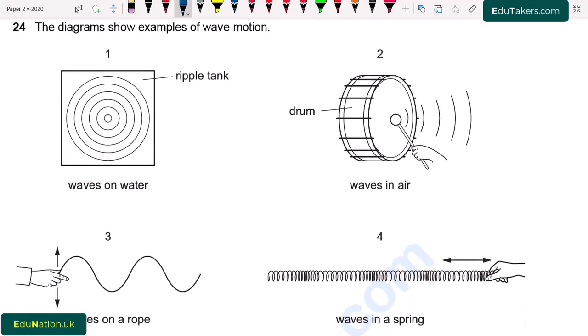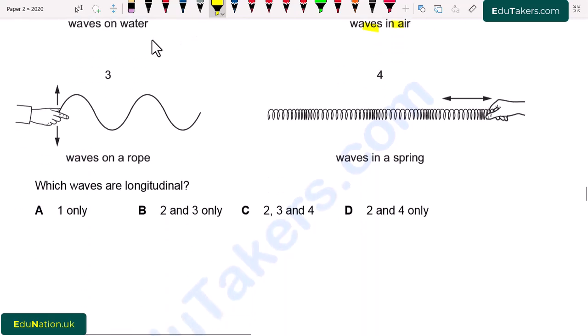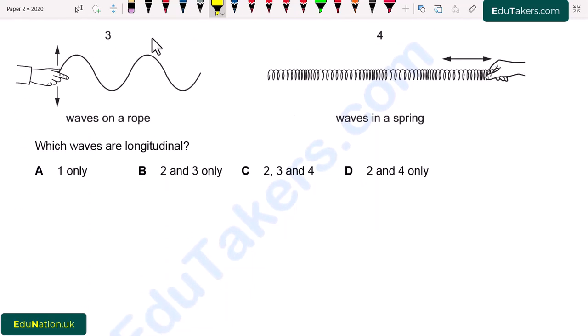Question number 24. The diagram shows examples of the wave motion. So here is figure 1, which shows the ripple tank, and the waves produced by the ripple tank are actually the water waves. 2. Waves in the air. 3. Waves on the rope, and 4. Waves in a spring. So first of all, which waves are longitudinal?